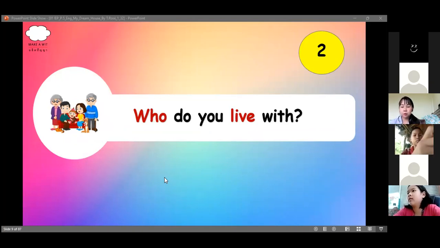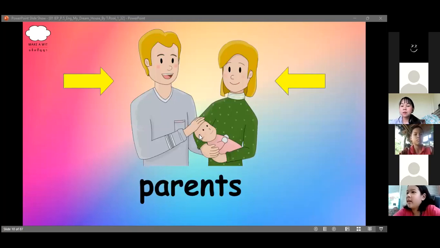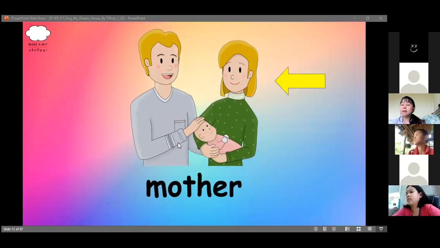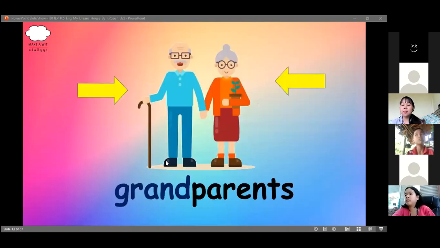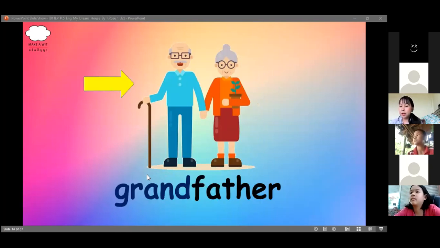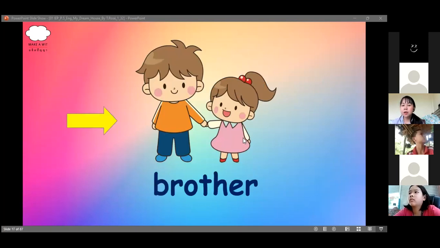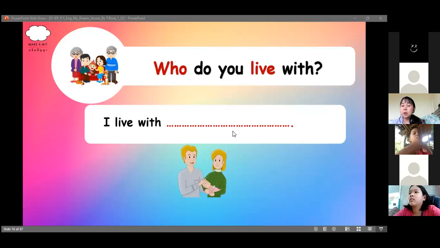Next question is, who do you live with? I live with father and mother. Let's look at the vocabulary together. The first word is parents. Parents mean father and mother. Next, they are called grandparents. Don't forget the S because it's two people. Grandparents consist of grandfather and grandmother. Next one is sister and brother.